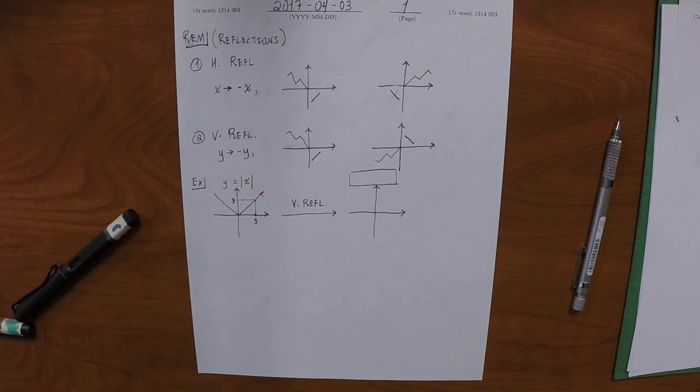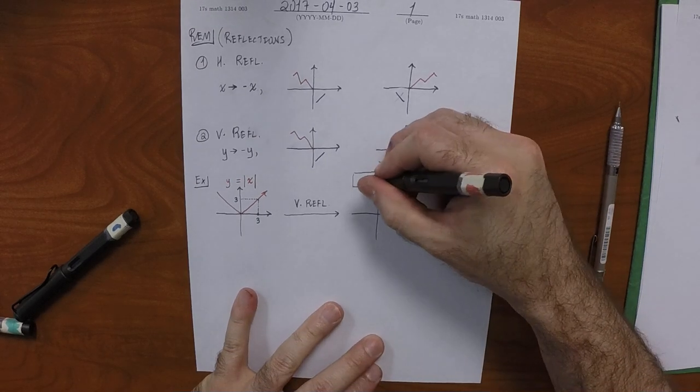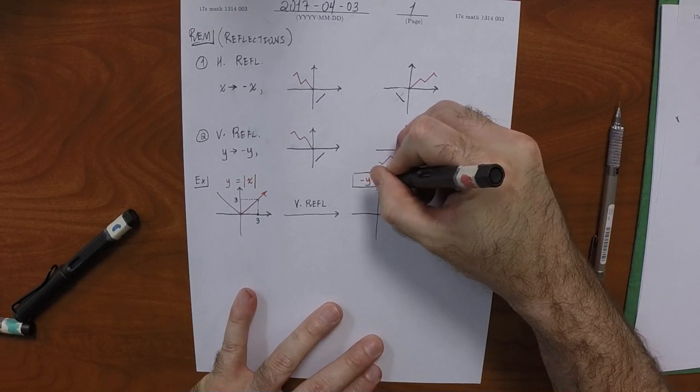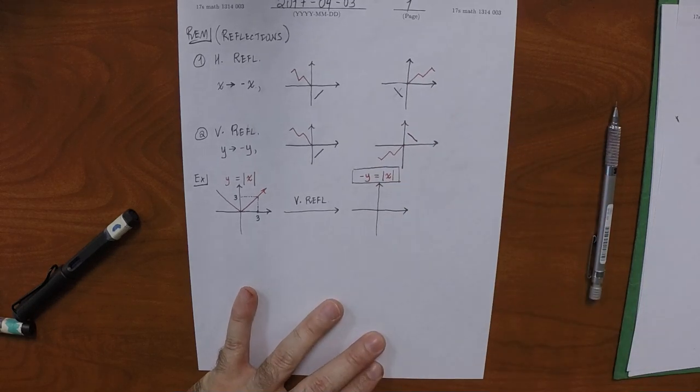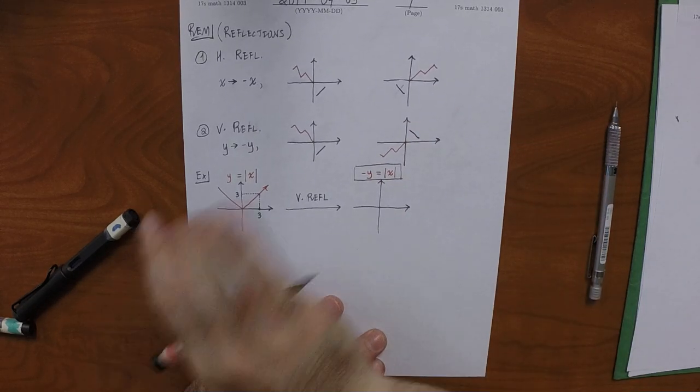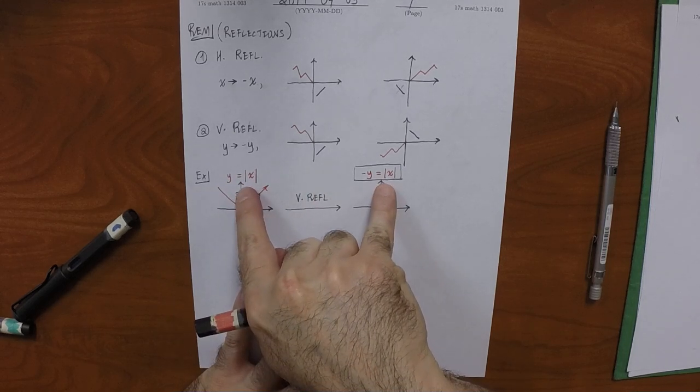Okay. So in the first place, because it's vertical, which variable are we playing with? The y's. And because it's a reflection, algebraically that means negation. So that means that y is being negated. So the new formula is negative y is absolute x. So that's the algebraic consequence.